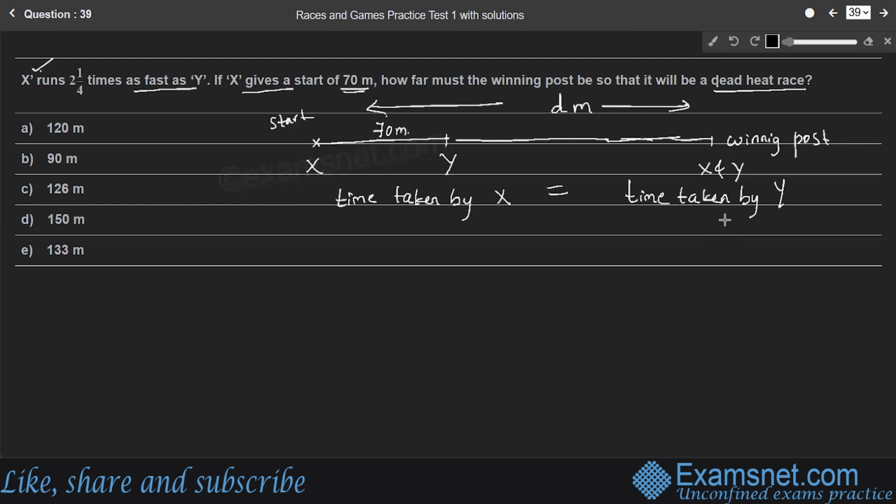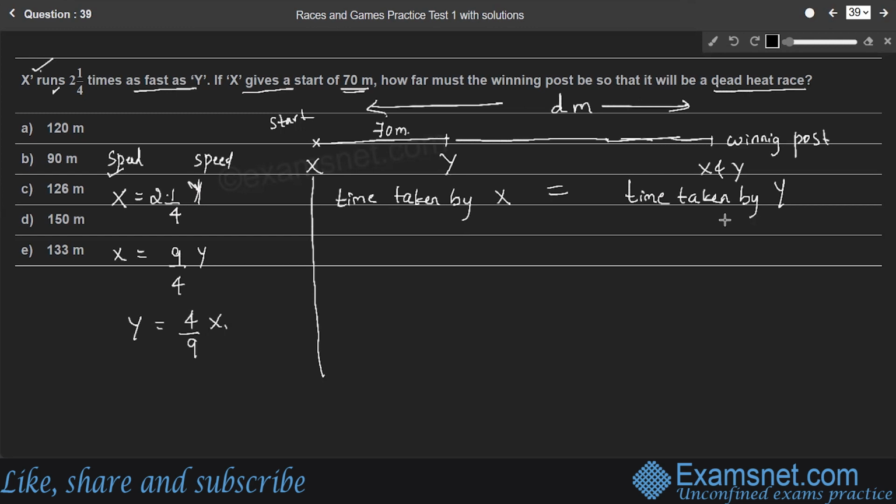So here students, x runs 2 integer 1 by 4 times as fast as y. Before going to time taken by them, we'll consider their speeds. Here x is equal to 2 integer 1 by 4 times y. That means the speed of x is equal to 2 integer 1 by 4 times speed of y. Therefore, x is equal to 4 into 2, 8 plus 1, 9 by 4 times of y. Or y can be taken as 4 by 9 times x.